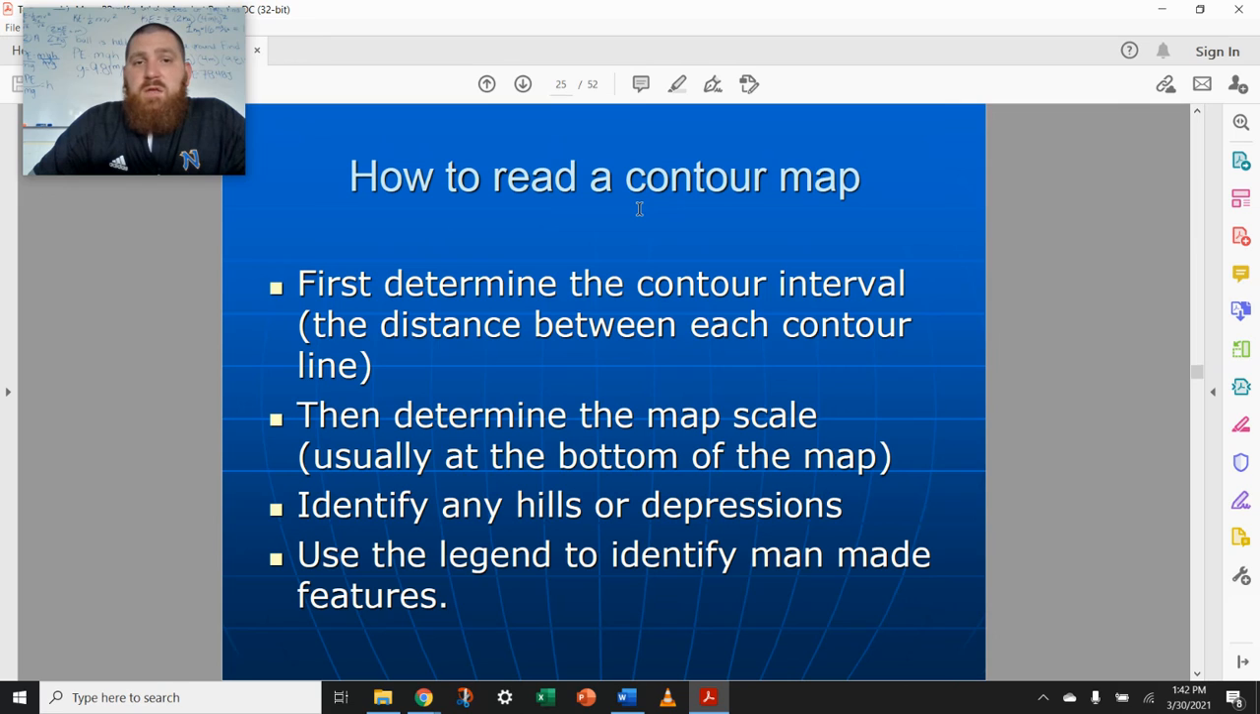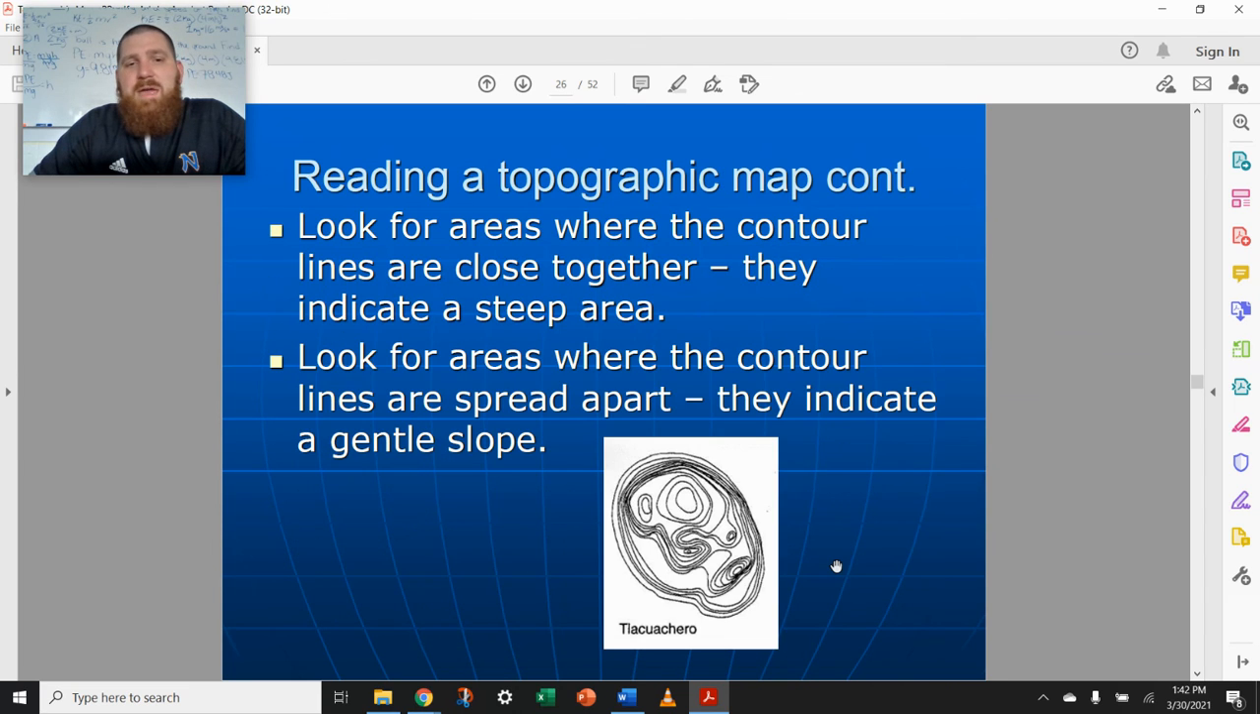When you go to read a contour map, make sure you first determine the contour interval, so the space or the height elevation that separates each contour line. When you do this, then determine the map scale, usually at the bottom of the map. Identify any hills or depressions, and then use the legend to identify man-made features such as roads or bridges, stuff like that might be seen on the map.